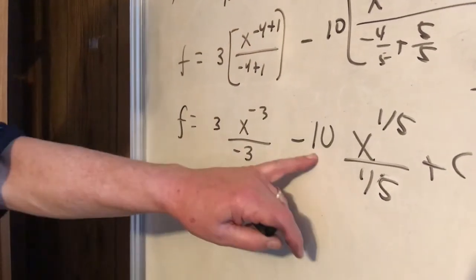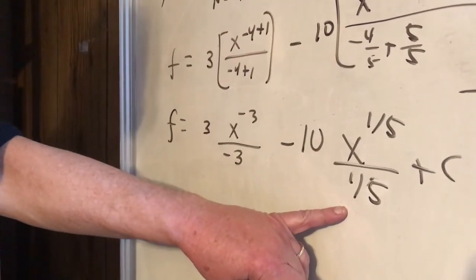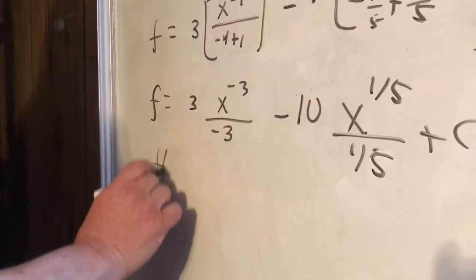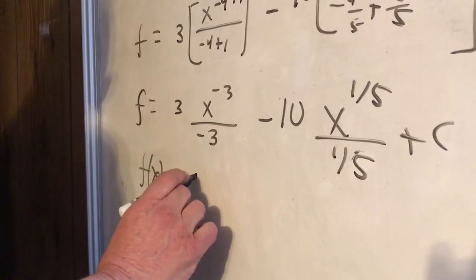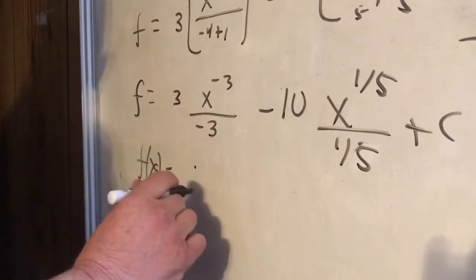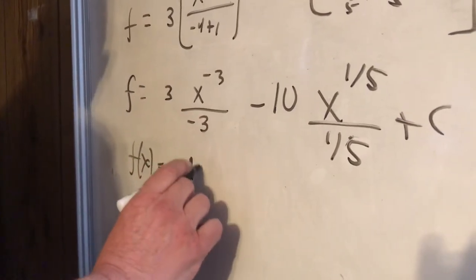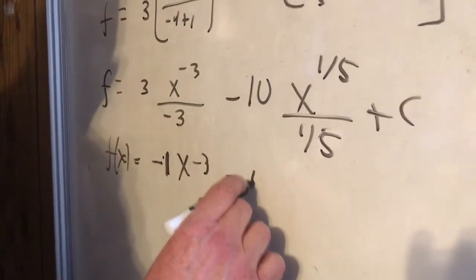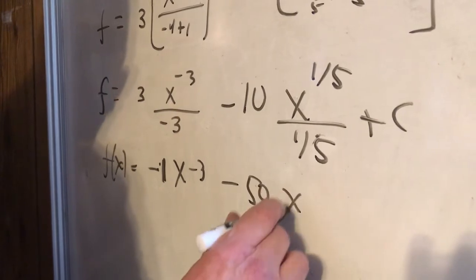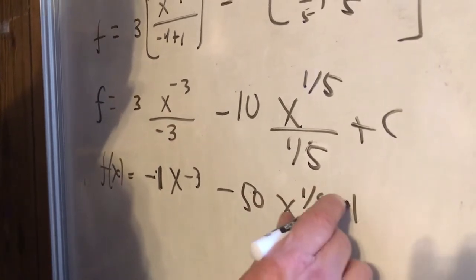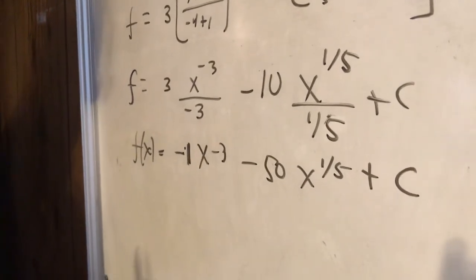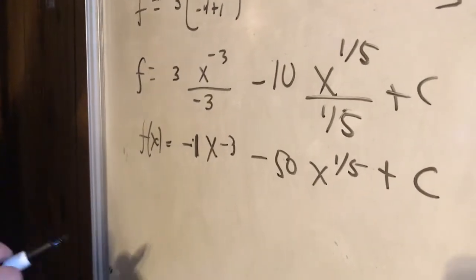Now, when we multiply 10 times 1/5 in the denominator, I have to flip it. So f of x is going to be equal to 3 divided by minus 3, that's going to be minus 1, x to the minus 3. This is going to be minus 50 x to the 1/5 plus c. Now, this is not a practical problem, so I don't have to know how to do it. So this is my answer.